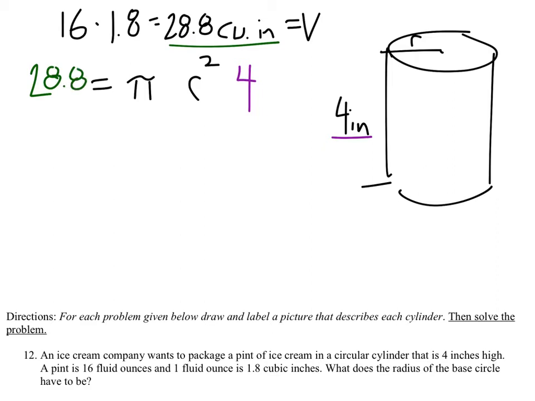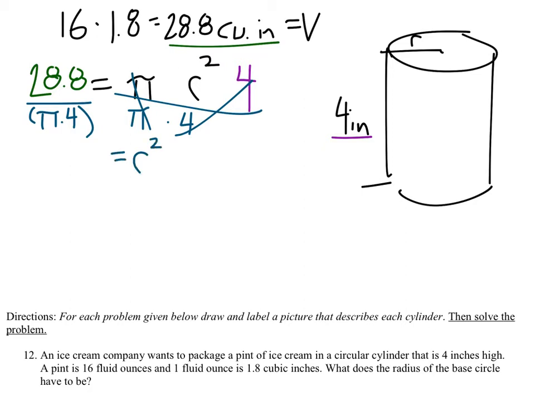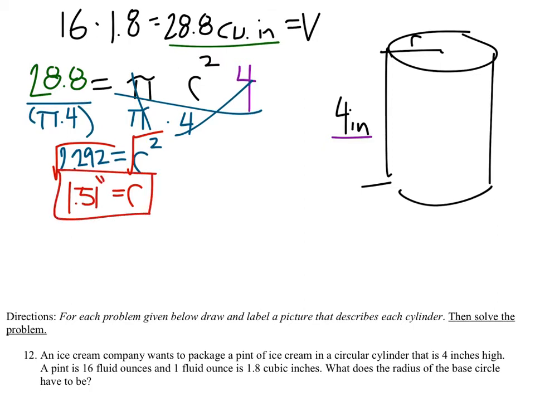So here we go. Find the radius. We'll divide both sides by pi times 4, and on my calculator, I'm going to put that in parentheses. So the 4's and the pi's cancel out. I got r squared then, 2.292 rounded. So to find the radius, I'm just going to take the square root of both sides. The radius then is the square root of 2.292, which is 1.51 inches. There's our radius.